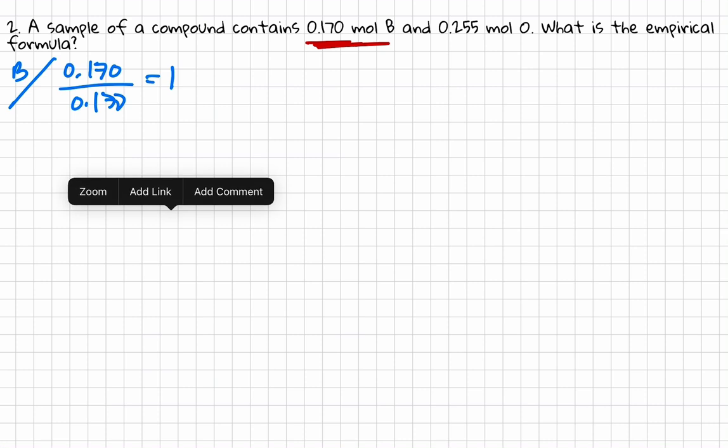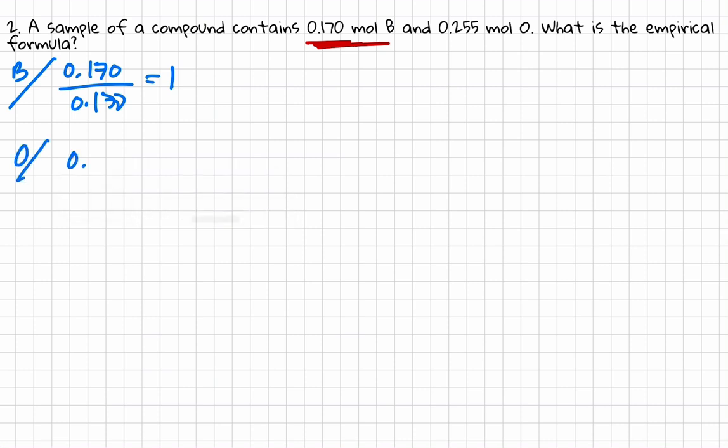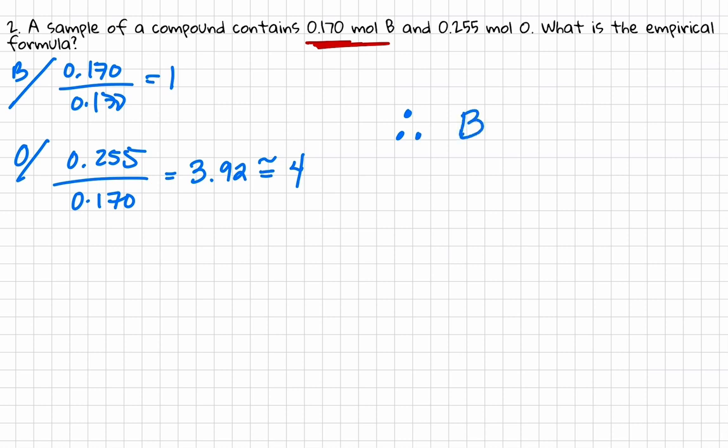And then oxygen is 0.255 divided by 0.170 equal to 3.92, which can be rounded up to 4. Therefore, the formula empirically is B1 and then O4.